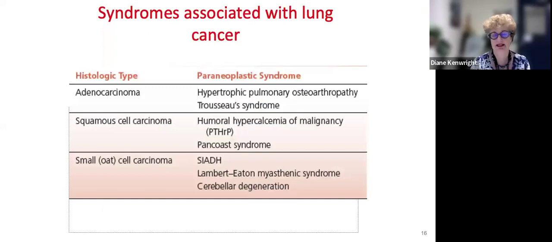And here is a handy table because you're always being asked this in MCQ questions of what kind of tumor gives rise to what kind of drug. But I'm so mixed up here. What kind of tumor gives rise to what kind of paraneoplastic syndrome?